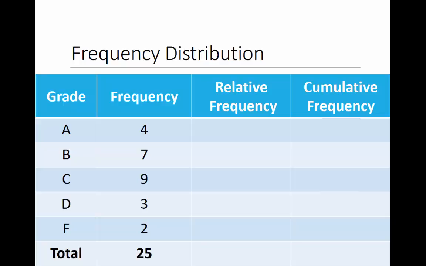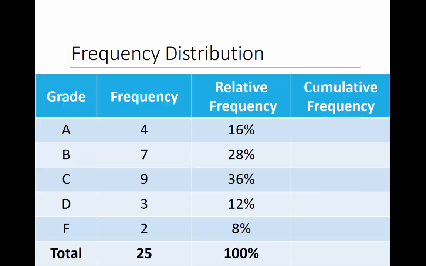Our next column, the relative frequency, is the proportion or percentage of the data that fall in that class. If 4 students received an A, 4 out of 25 gives me 16%, or we'd say roughly 16% of the students received an A. And we repeat that process for the next grade category. 7 students received a B. 7 out of 25 gives me an overall percentage of 28. So we claim that 28% of students received a B on the essay. The total relative frequency should always sum up to be 100%.